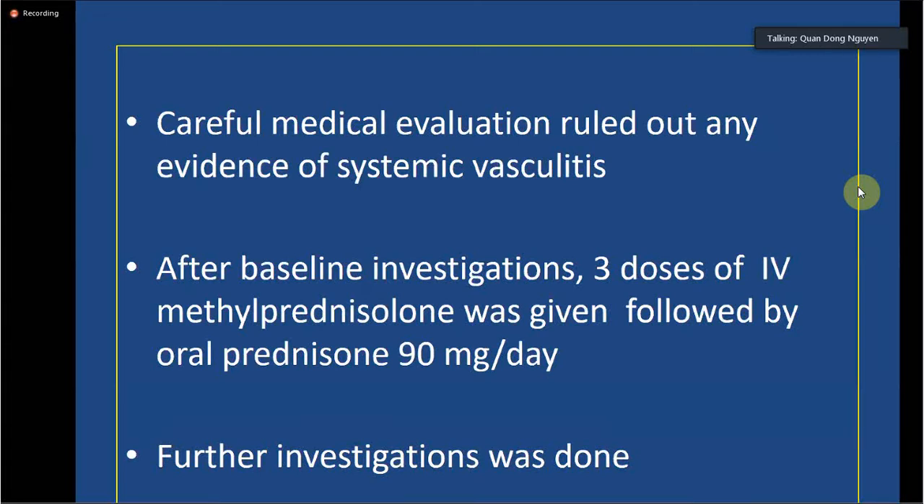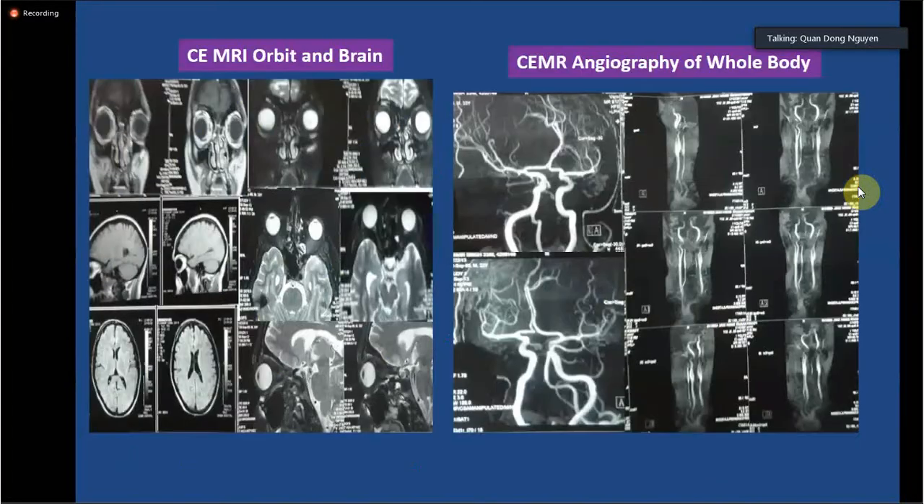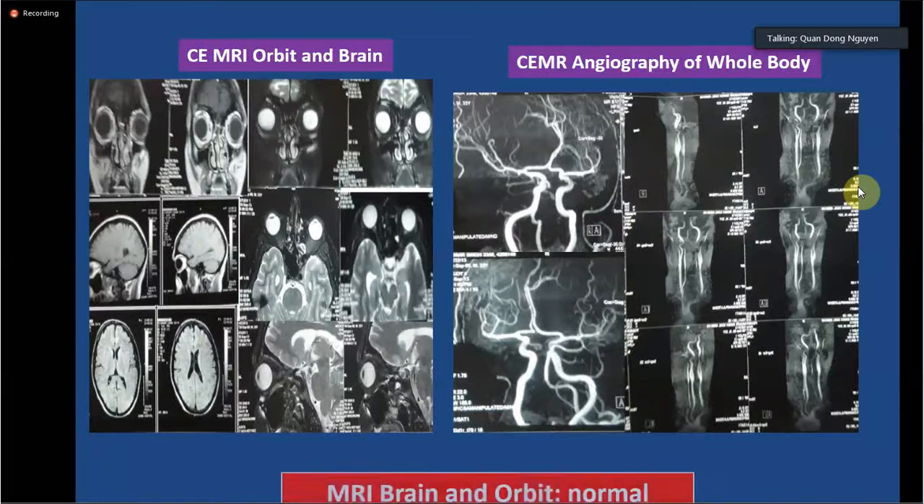So after baseline investigation, because there was no evidence of any infection or anything else, the patient was given 3 doses of IV methylprednisolone as empiric treatment, because the team did not find any other way to control it, hoping this was a significant inflammation that we would be able to control right away without a specific cause yet, because there was no clear infection. Further investigation included the MRI of the orbit and the brain, as well as the angiography of the whole body, all of which were normal so far.